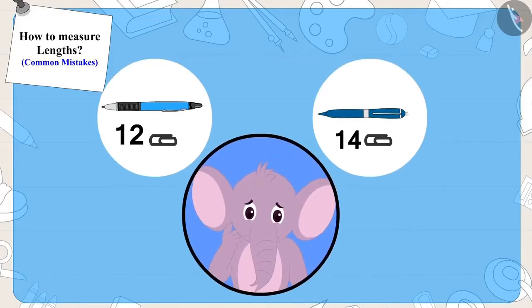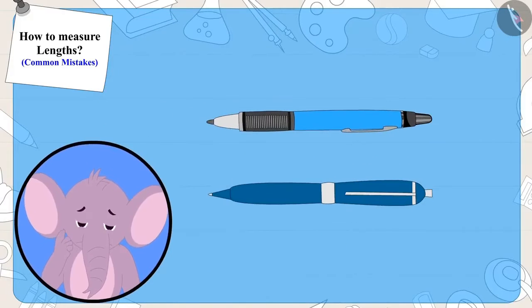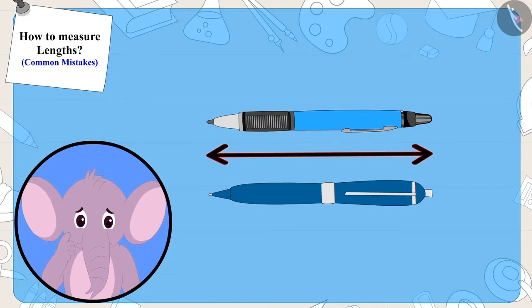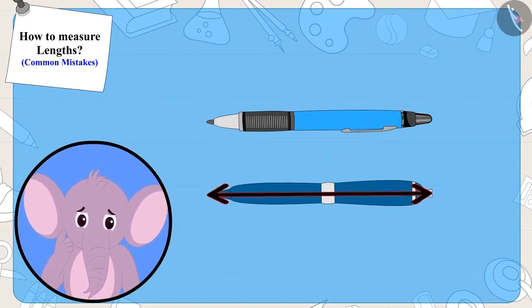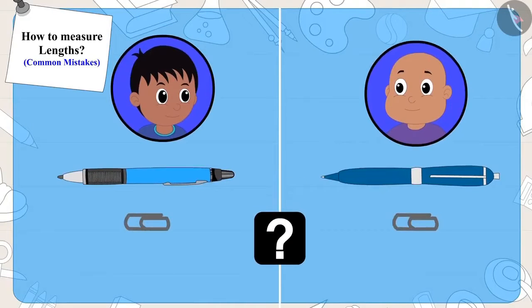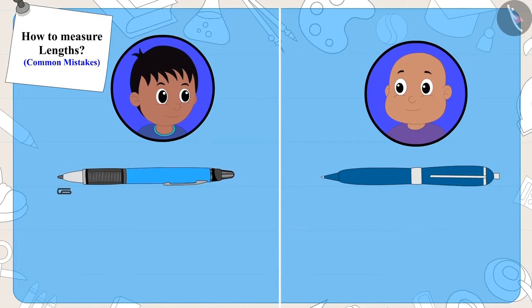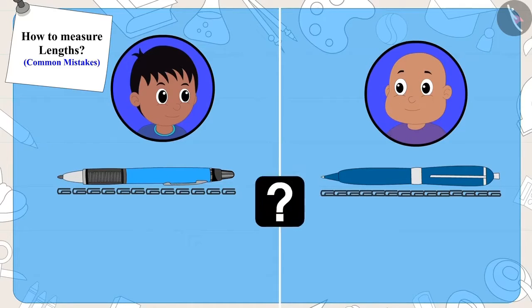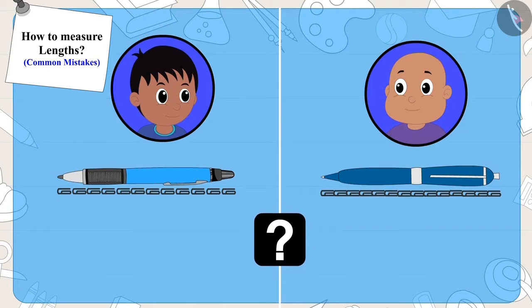Appu again felt something was wrong here. He placed both their pens alongside each other and saw that both pens were of the same length. Can you say this time, out of the two, who made the mistake and what was the mistake? Let's see how Raju and Bablu measured the lengths of their pens. Raju placed the clip in this way and Bablu in this way. Now, can you say where the mistake was?